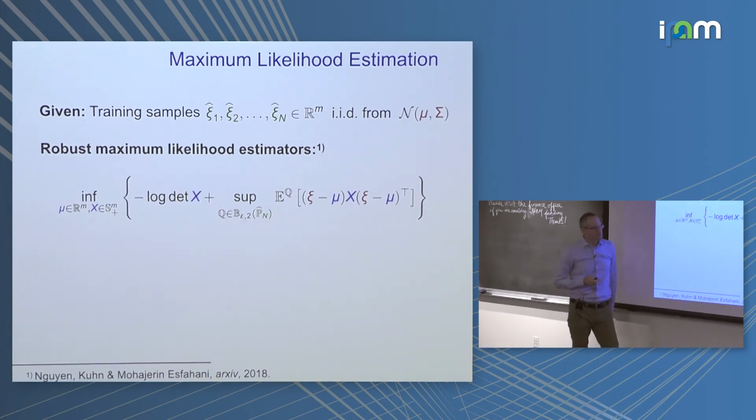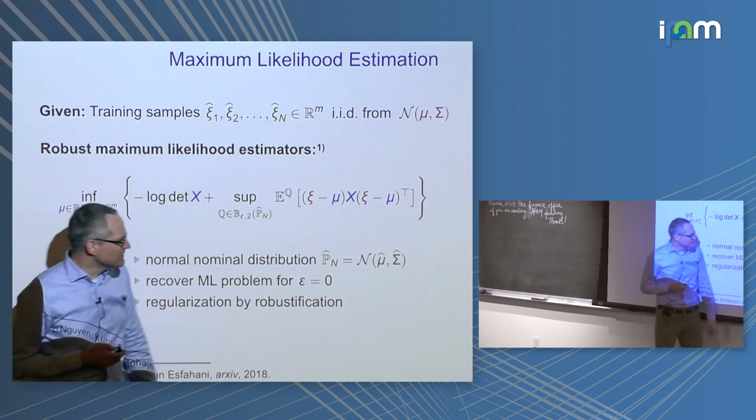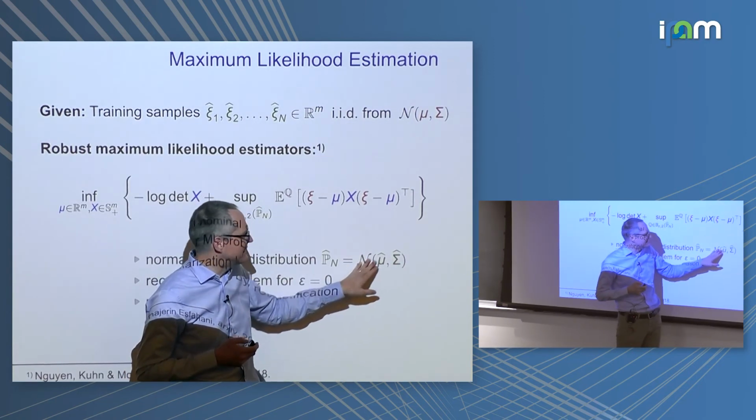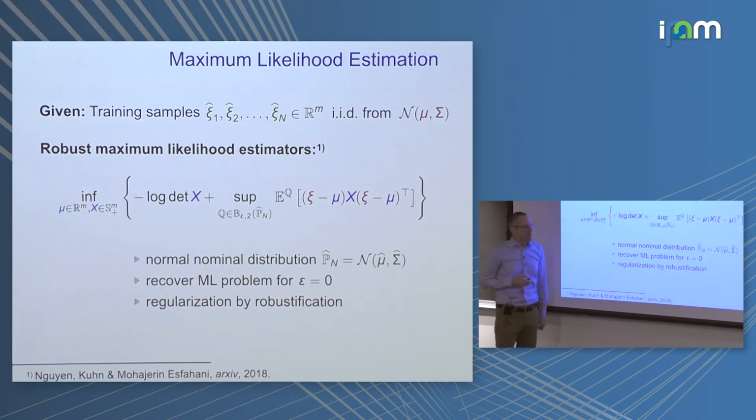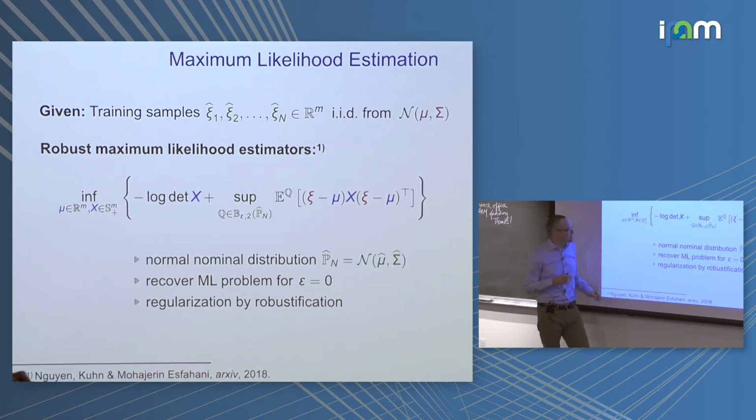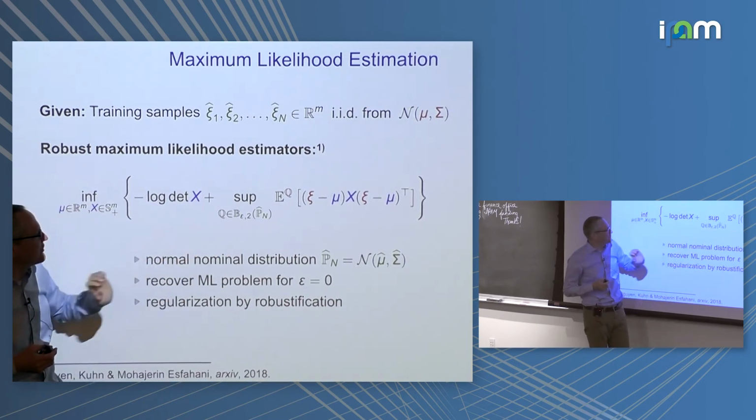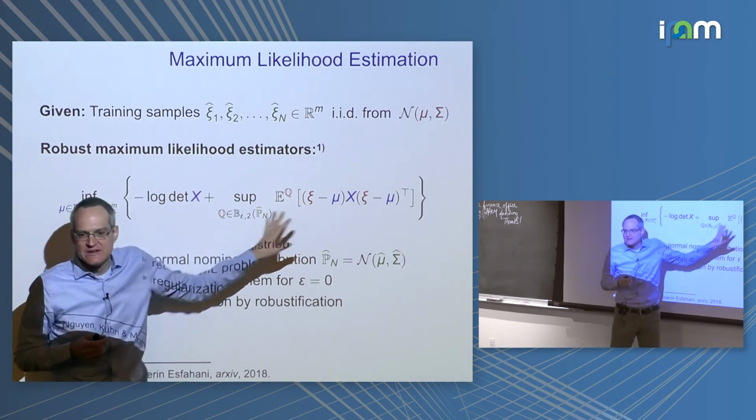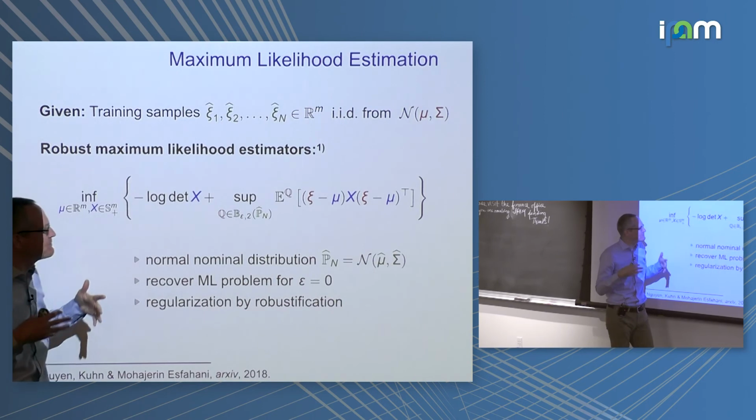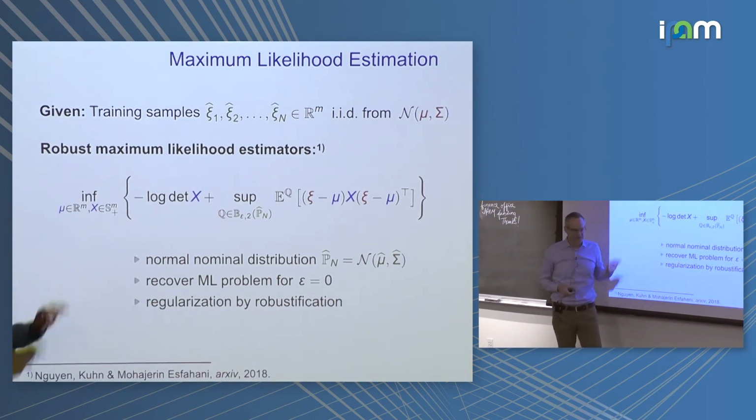So as the nominal distribution here, I argue that it's reasonable to choose the normal distribution that has a mean and a covariance matrix that are equal to the sample mean and the sample covariance matrix. This is reasonable because I assume I know my data is normal. And moreover, if I set the radius epsilon to 0, then with this choice, this problem reduces exactly to the normal maximum likelihood estimation problem from the previous slide. So by choosing an epsilon that is strictly positive, we actually have a robust maximum likelihood estimation problem in this way, quite naturally.